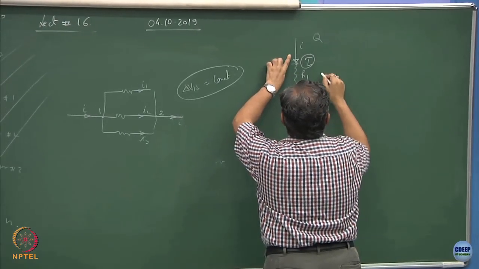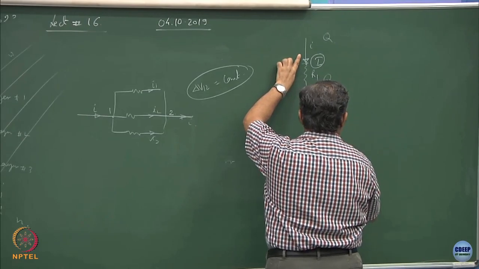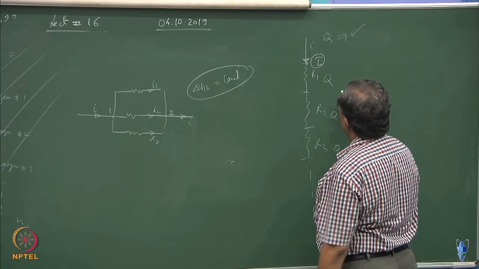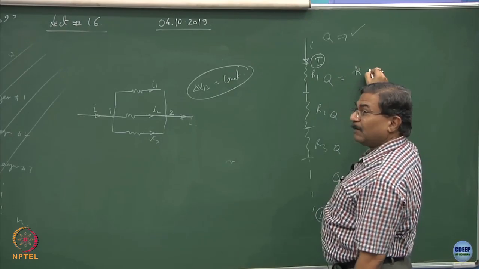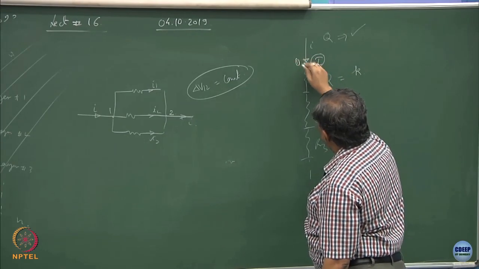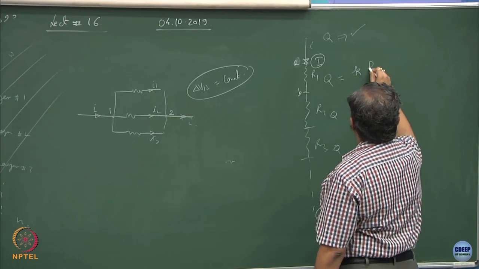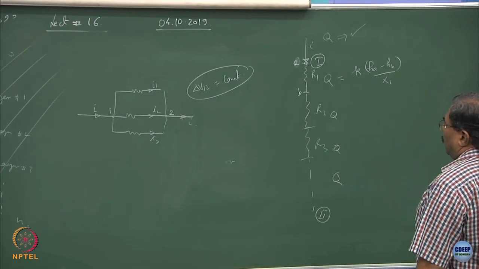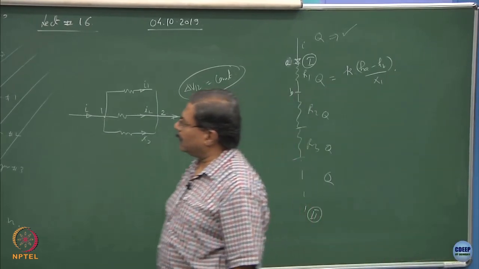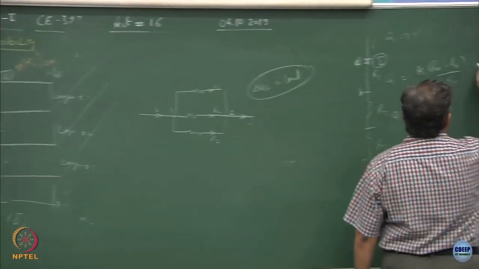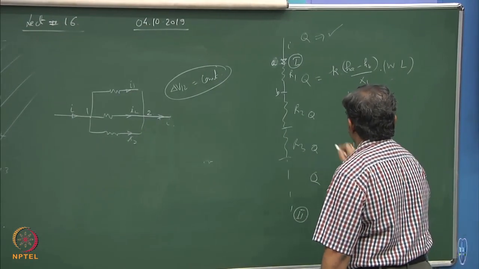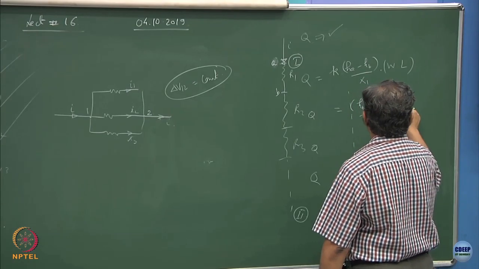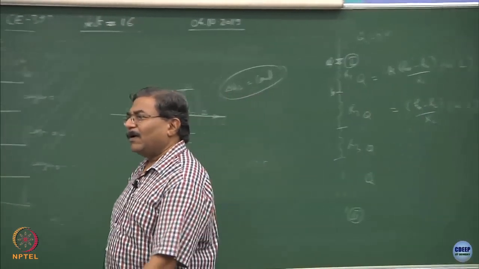If I say the Q is entering into the layers and it remains Q always, is this okay? So, this Q is equal to K1 into i1. What is i1? Let us say this is between A and B: HA minus HB over x1, into the area of cross section. What is the area of cross section? W into L. Like this, you can complete the whole thing. The next term is going to be HB minus HC. Is this okay? We did this problem in the last lecture also.